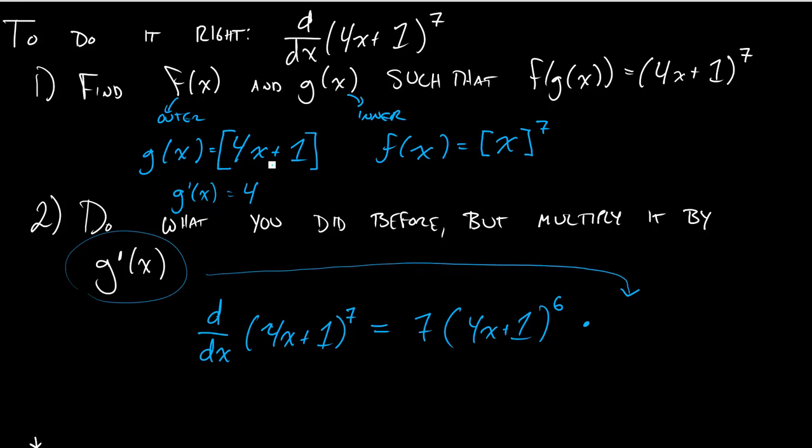This is a linear function, right? It's actually just 4. We can use our power rule. And so we have to multiply this by 4. So our final answer would actually be, if we simplify this, if we multiply the 7 and the 4, it would be 28 times (4x plus 1) to the 6th power. Okay, so let's write this out formally. But kind of the intuition we're getting so far is do what you might do naturally, but multiply by that derivative of the inner function.